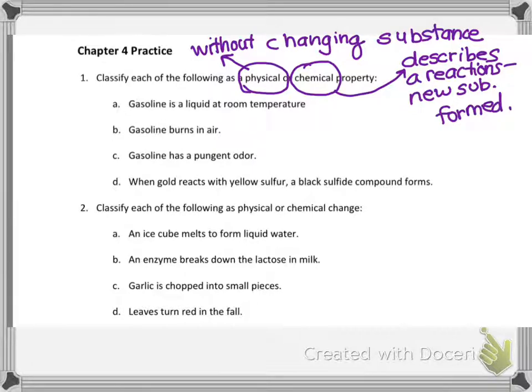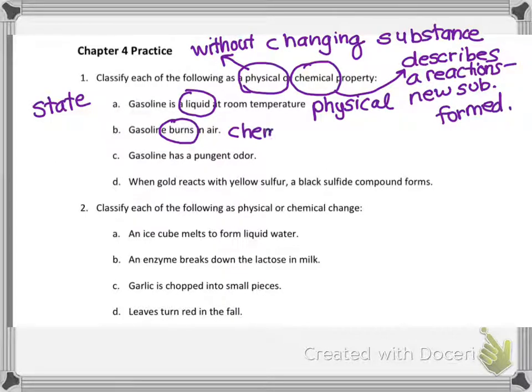So gasoline is a liquid at room temperature. So states, solid, liquid, or gas, these are physical descriptions, right? If I describe something as a liquid or a solid or a gas, observing that does not change what the substance is. Letter B, gasoline burns in air. Burning is a description of a type of reaction. When gasoline burns, it forms new compounds. So this would be a chemical property because it's describing a type of reaction.